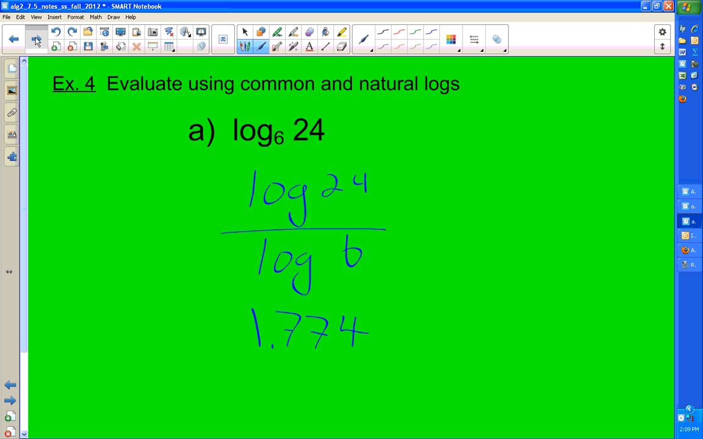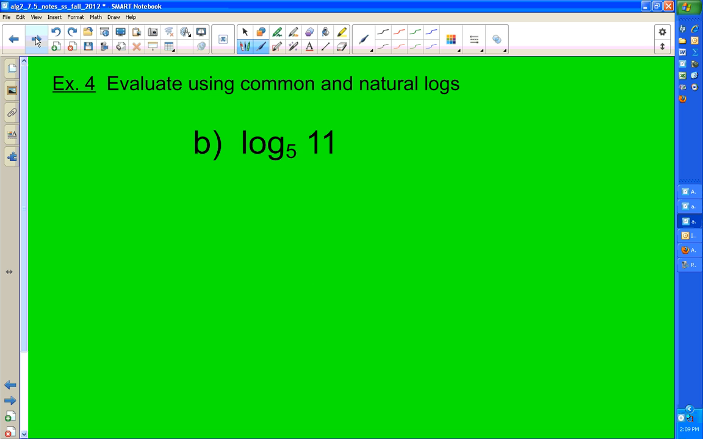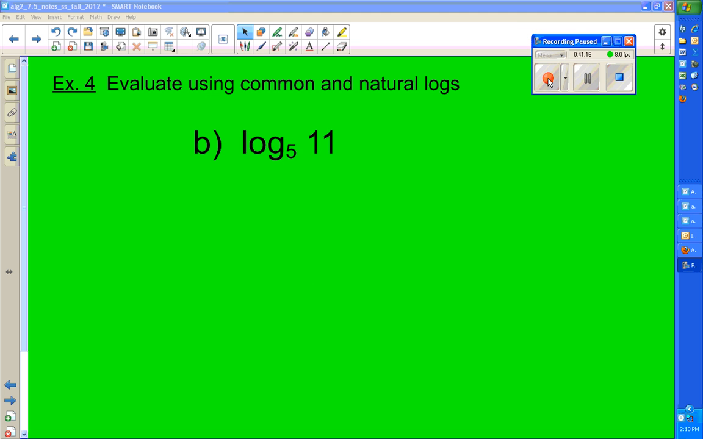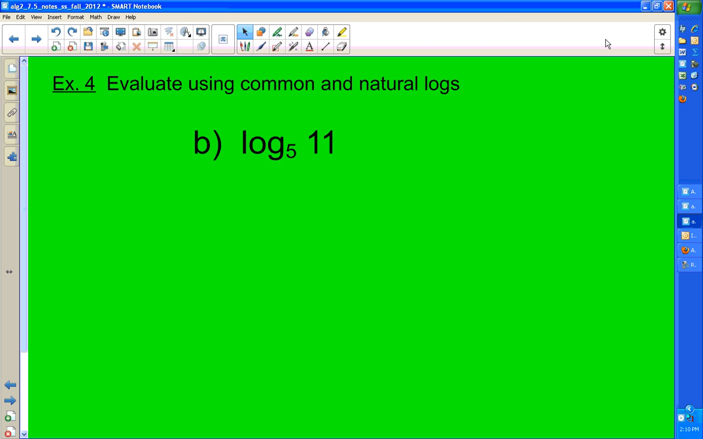All right? Try this one. I'm going to do this one with natural logs just for fun. Natural log of 11 over natural log of 5. And when you divide natural log of 11 by natural log of 5, what do you get? 1.490. Uh-oh, I got 1.490. Yeah, tell me. 1.490.